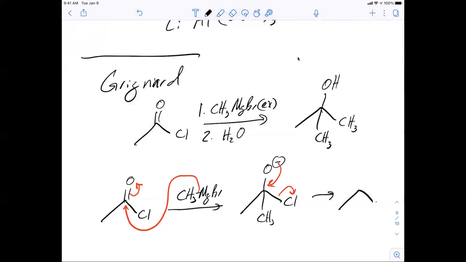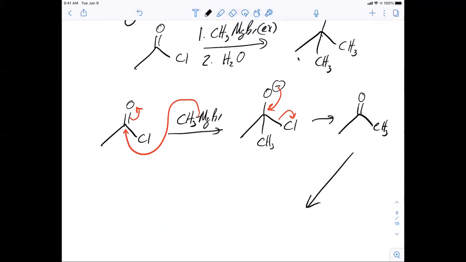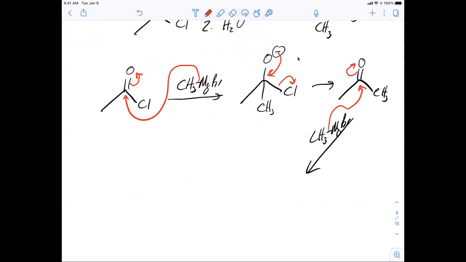That reforms my ketone, right? But ketones will react with Grignards. So carbon negative reacts with that Grignard, the carbonyl. Give me this species, right? And then the last step, I add my water to protonate.